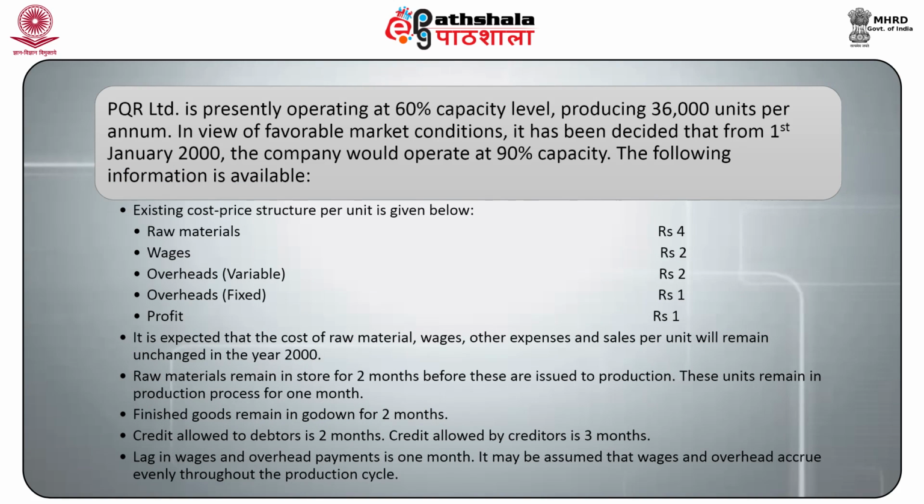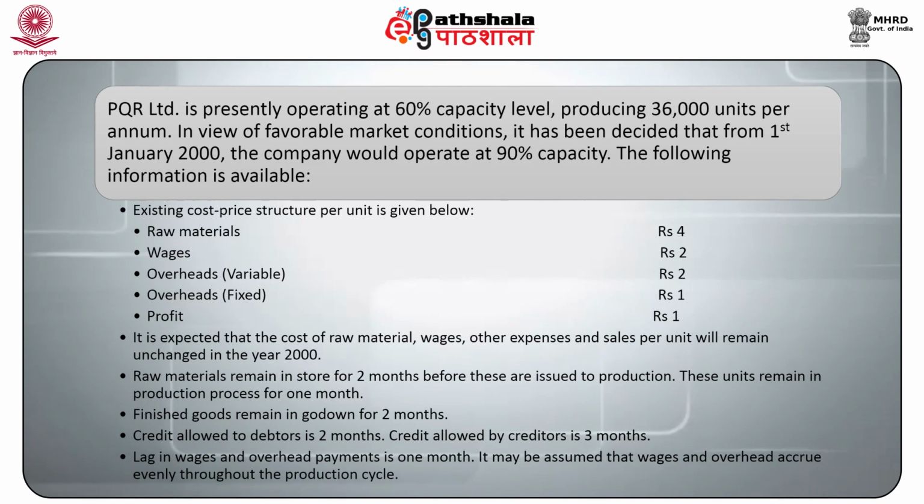The next illustration. PQR Limited is presently operating at 60% capacity level, producing 36,000 units per annum. In view of favorable market conditions, it has been decided that from 1st January 2000, the company would operate at 90% capacity. The following information is available to us, in which the existing cost price structure per unit is given, which includes the raw materials, the wages, the overhead which is variable, the overhead which is fixed, and the total profit. It is expected that the cost of raw material, wages, other expenses and sales per unit will remain unchanged in the year 2000.